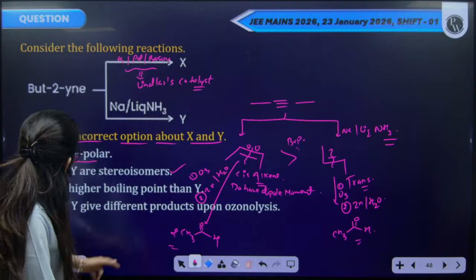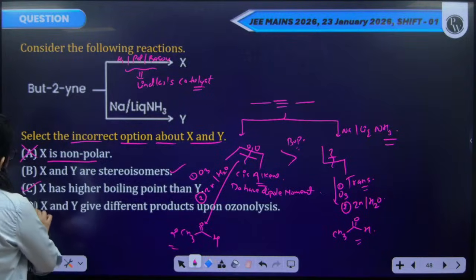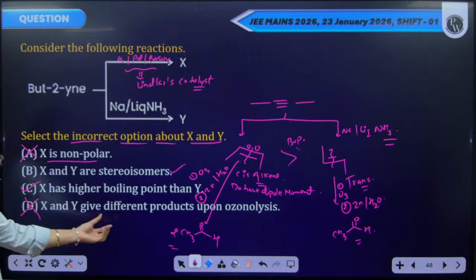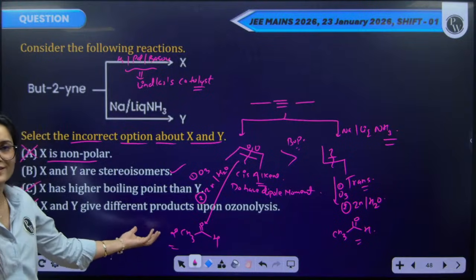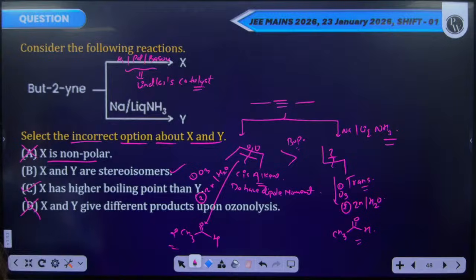Okay, so this option is also incorrect, right? It is written that they will give different products, but they are giving the same product. That's why this option is also an incorrect option. So I think it is a type of MSQ question. According to me, the first is incorrect and the fourth is also incorrect. Okay.